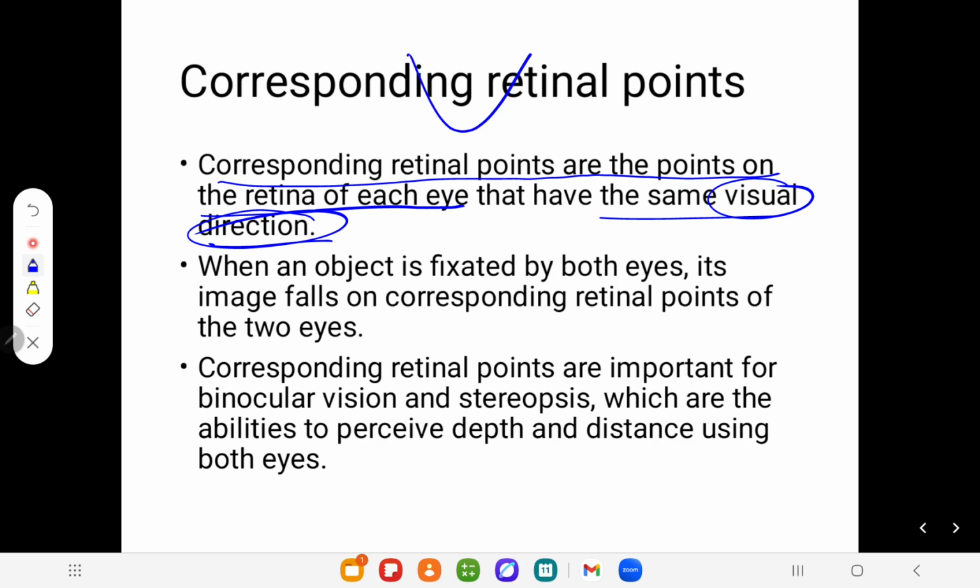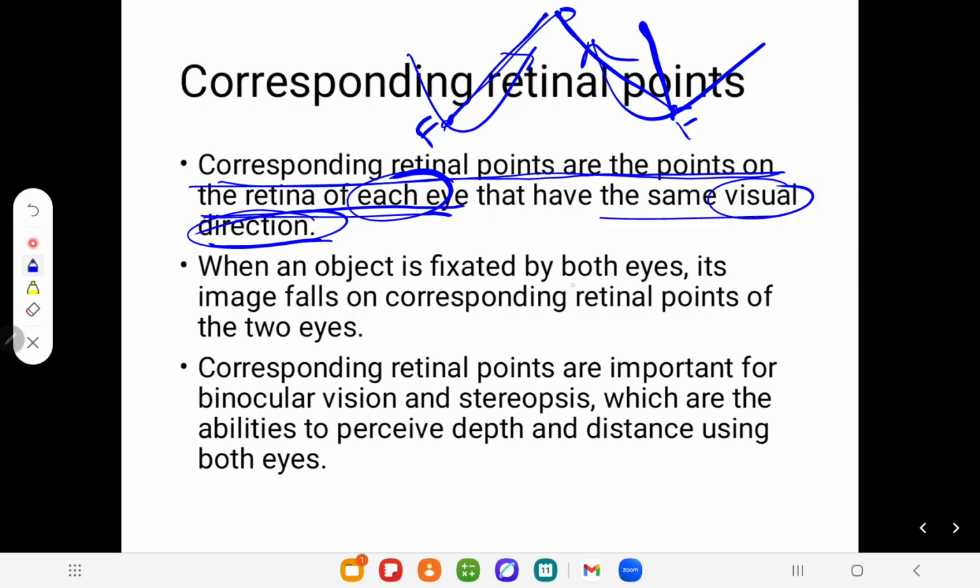Let's take an example. These two retinas have two points. They have the same visual direction. Let's take the example of the fovea of this retina and the fovea of that retina. Both are directed to one object. When we see something, if our eyes are not manifestly deviated, then definitely the two foveas focus on the same thing. That's why the visual direction is the same for the two eyes. So corresponding retinal points are the points on the retina of each eye that have the same visual direction, and every point on one retina has a corresponding point in the other eye.